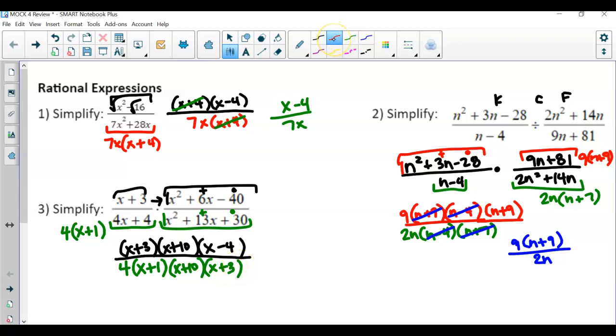So now when I cancel out, I can cancel out x plus 3 and x plus 10. And now I'm just left with the final answer, x minus 4 over 4 times x plus 1.